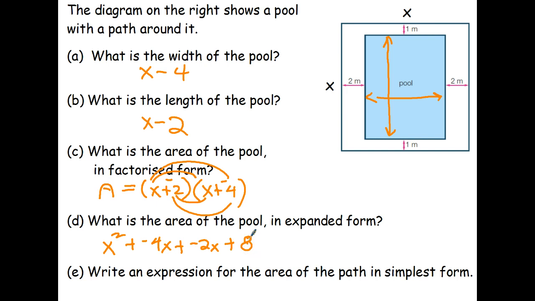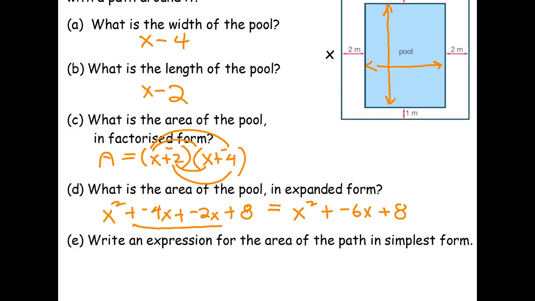So there's the area of the pool in expanded form, but let's also simplify it. We have two like terms there. So we have plus x plus negative 4x plus negative 2x. That's going to be plus negative 6x plus 8. Okay, now a bit of a tricky question on the end. Write an expression for the area of the path in simplest form.